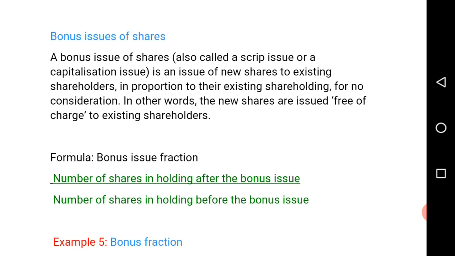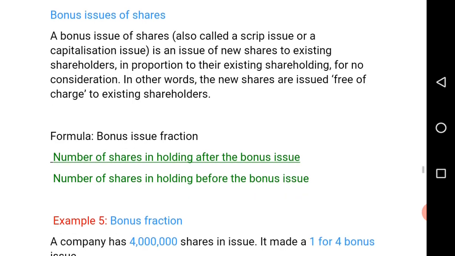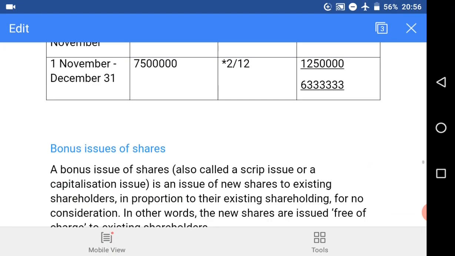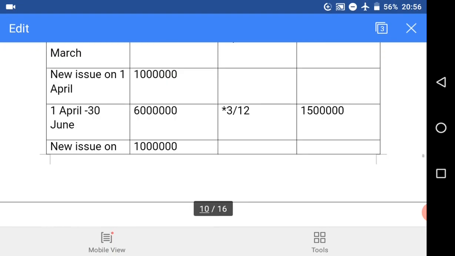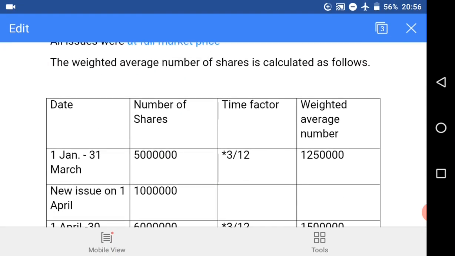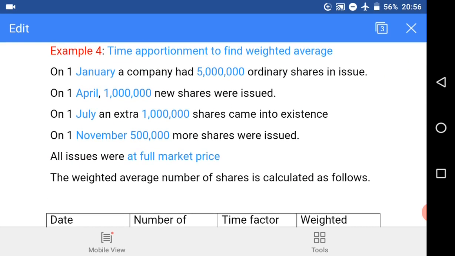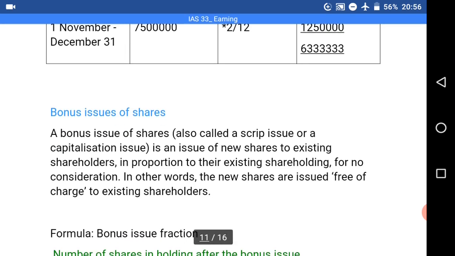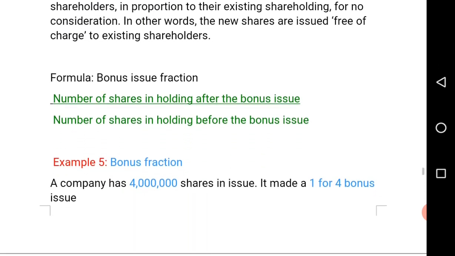And we have the formula here for bonus issue fraction. We have number of shares in holding after the bonus issue divided by number of shares in holding before the bonus issue. We have an example here on bonus issue. Now bonus issue is for free. The former wasn't for free, still had the same market price linked to it. They wrote all issues were at full market price. Now here they are giving it for free to existing shareholders.